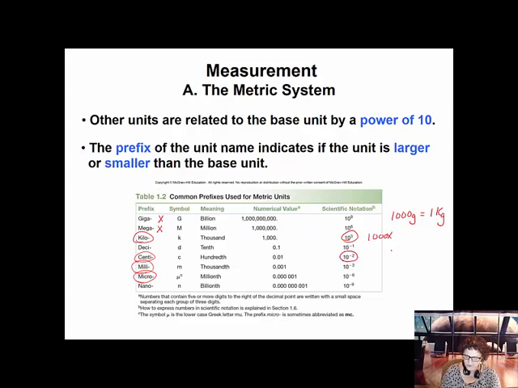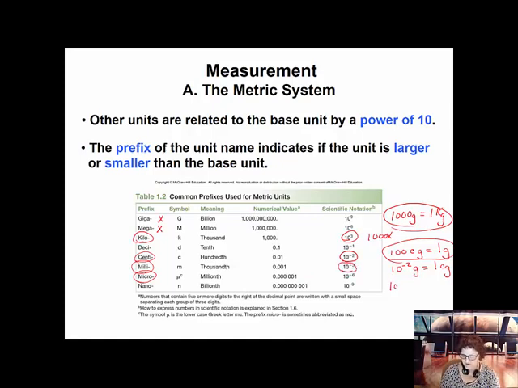Centi is 1/100th, okay? So it takes 100 centigrams to equal 1 gram. That's what that means. Or if there are 10 to the minus 2, 1/100th of a gram is equal to 1 centigram. You can think about it either way. I usually like to use whole numbers, so you'll see that I use those. A milli is going to be 10 to the minus 3, which is 1/1000th.